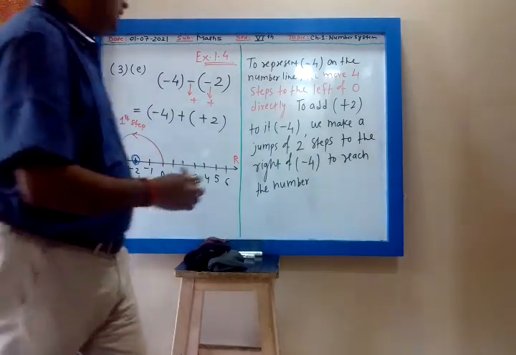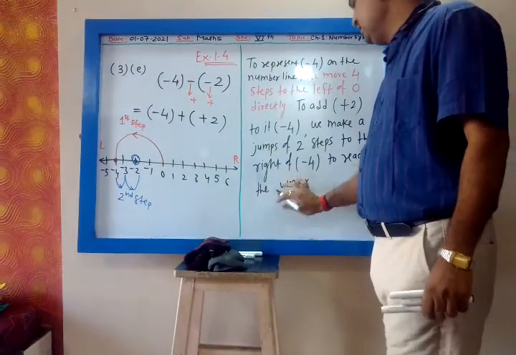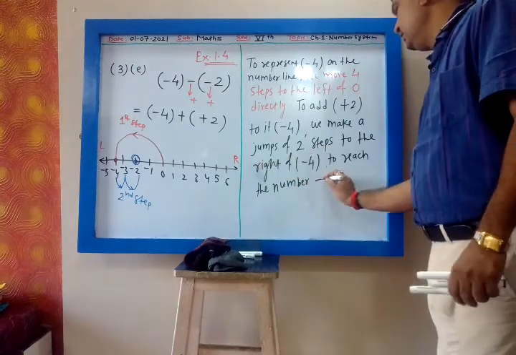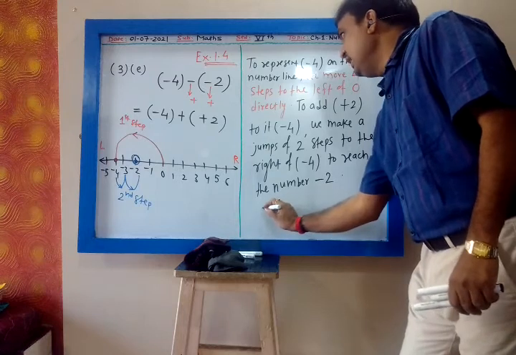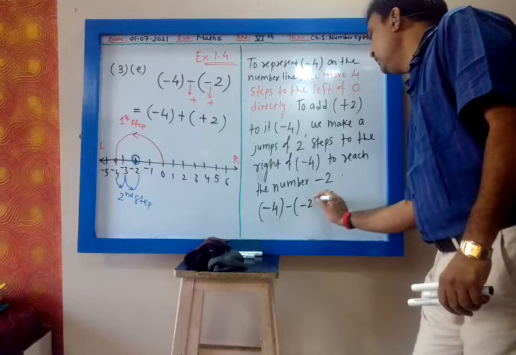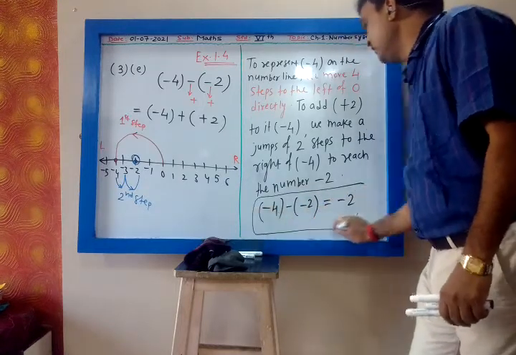No, it is n, my dear. It is n, not h. To reach the number minus 2. So our answer is minus 4 minus minus 2 is minus 2. The answer is minus 2.